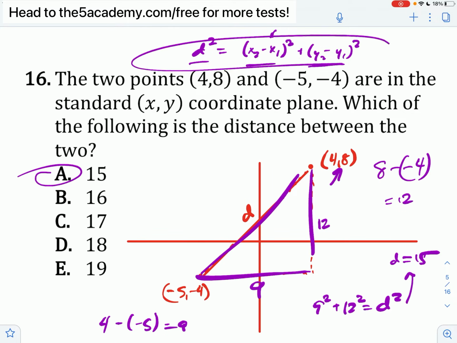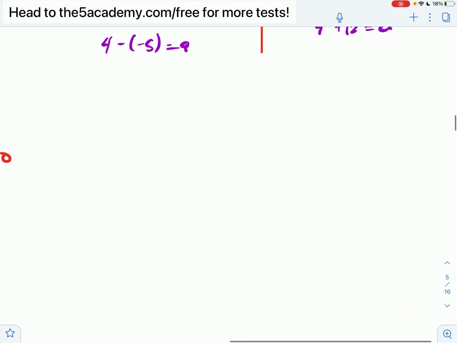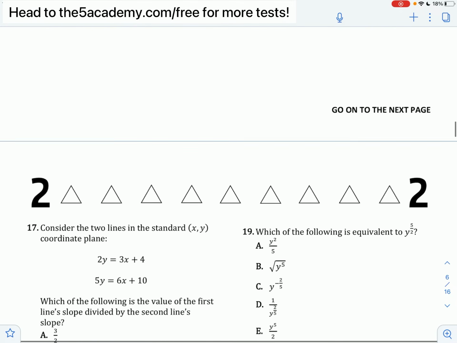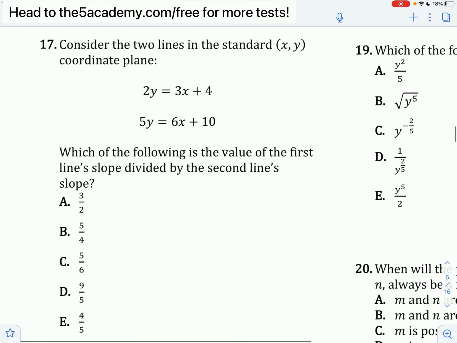It's just a complicated way of writing it that most students forget, so I always recommend you visualize it. It's a lot easier. Consider the two lines in the coordinate plane. Which of the following is the value of the first line's slope divided by the second line's slope? What's the first line's slope? Again, we need to come back to y equals mx plus b form.